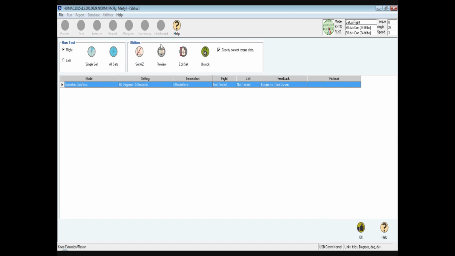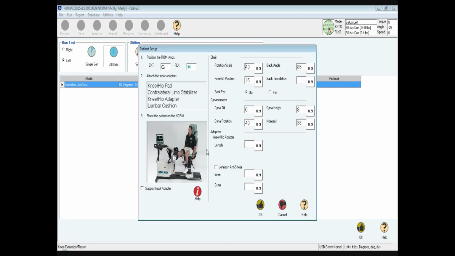This is your exercise screen. Make sure that the box gravity torque data is selected. Go to your uninvolved limb first and click all sets. Now this is where you're going to set up your patient, right? Just like we've done for all of our exercises in the past.